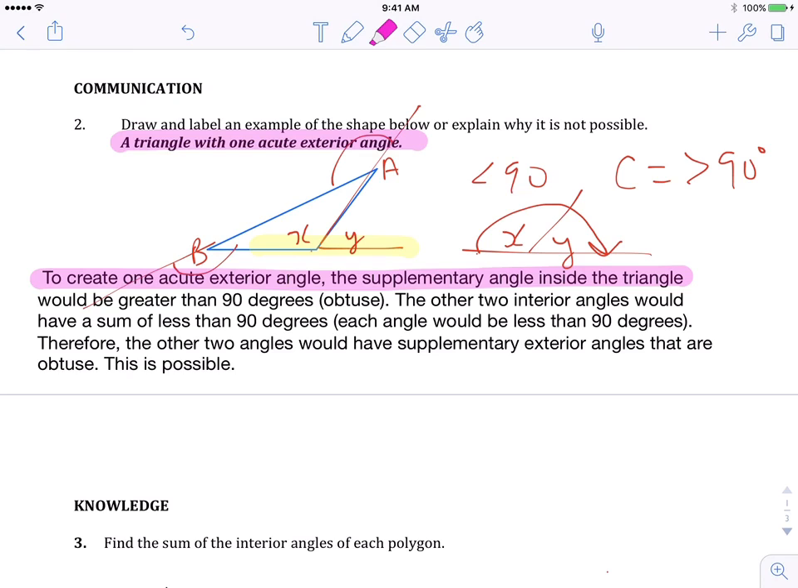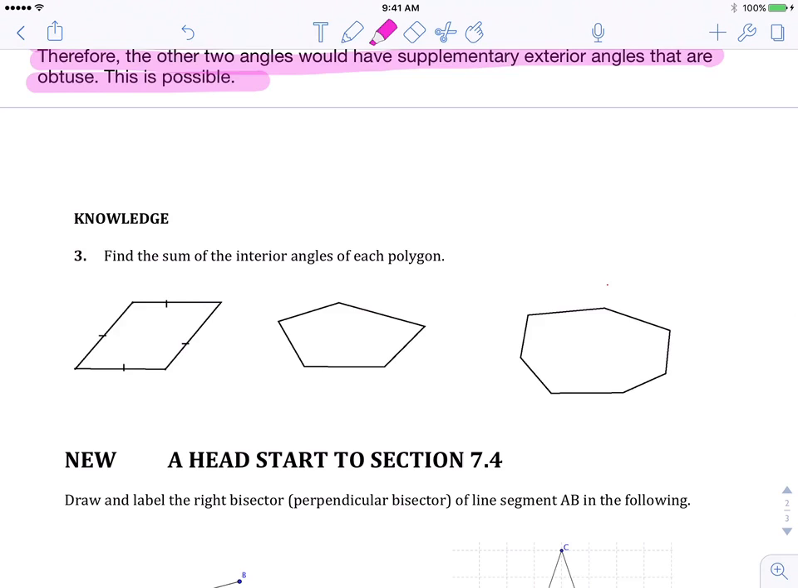Okay, so to create one acute exterior angle, the supplementary angle inside the triangle would be greater than 90 degrees, or obtuse. The other two interior angles would have a sum less than 90 degrees. Each would be less than 90 degrees. Therefore, the other two angles would have supplementary exterior angles that are obtuse. So this is possible. That's just the formal way of writing what I explained to you with words.